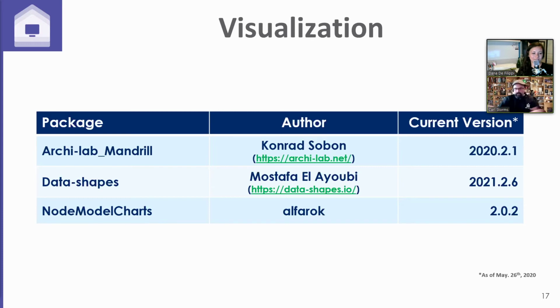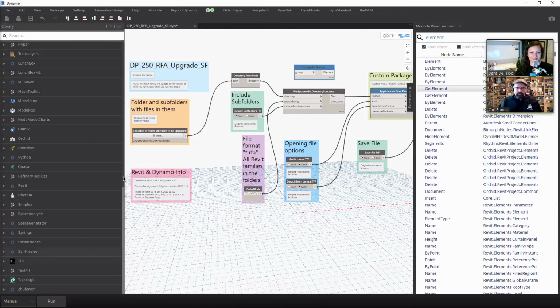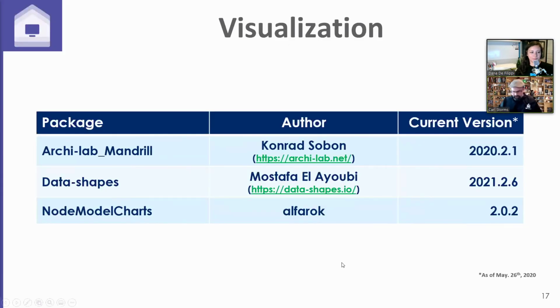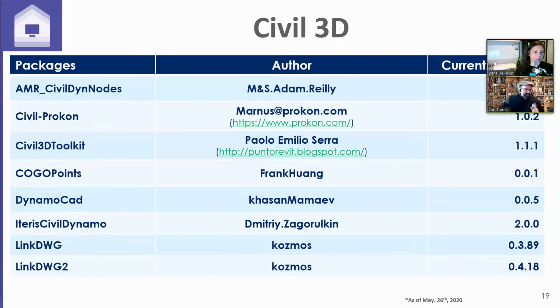All right, we are going long, so I'm going to start just talking about some of these packages as we look at some of these lovely comments in the back. Visualization. A lot of people like visualization. I did an AU class on this. Mandrill, data shapes, and node model charts are some awesome packages that allow you to do visualization inside of your model. And I don't even have the right model, so let's skip that.